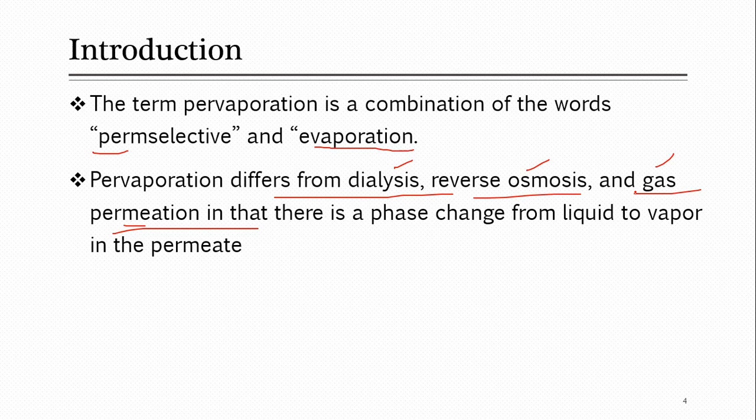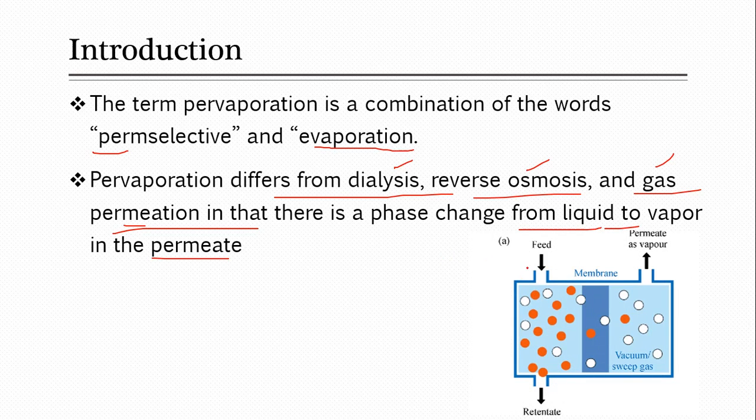But in this technique, pervaporation, there will be phase change. How the phase change takes place, we will look at later, but at this moment, the feed is in the form of liquid, but on the permeate side it is converted to vapor. All those components which pass through the membrane are collected as permeate in the form of vapor, while the feed exists in the form of liquid, and the retentate will also remain in the form of liquid.